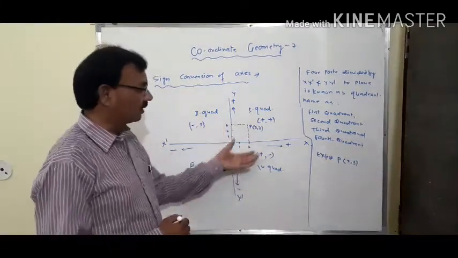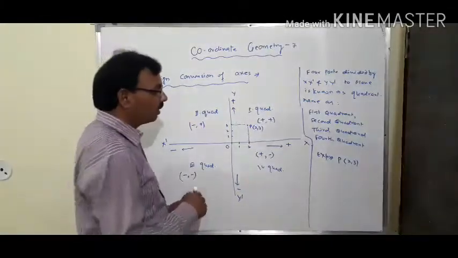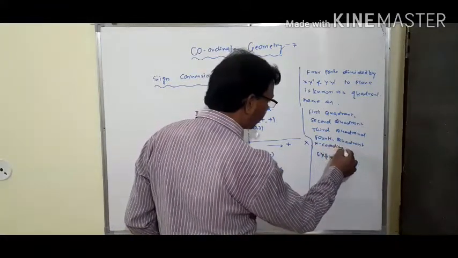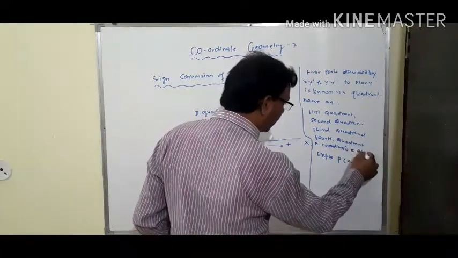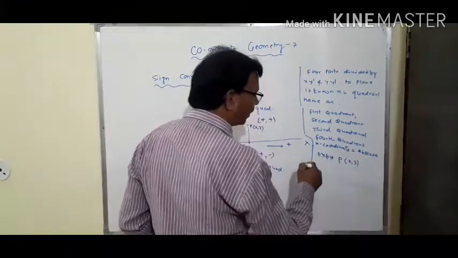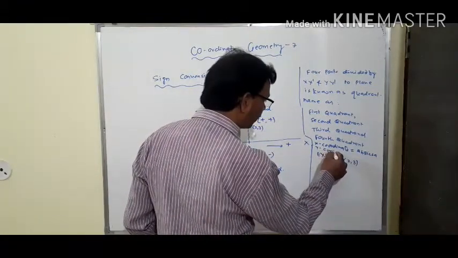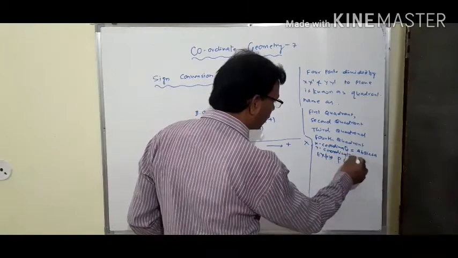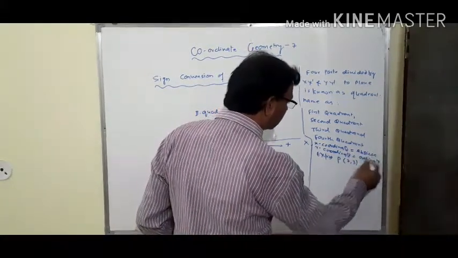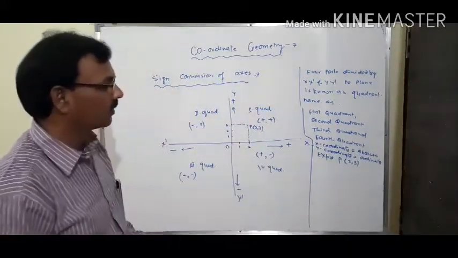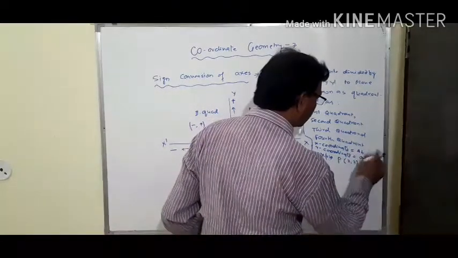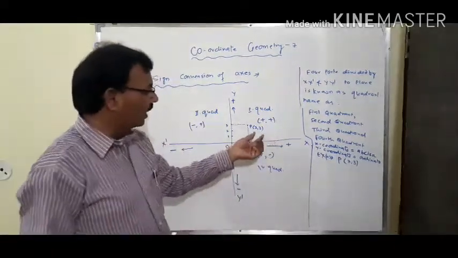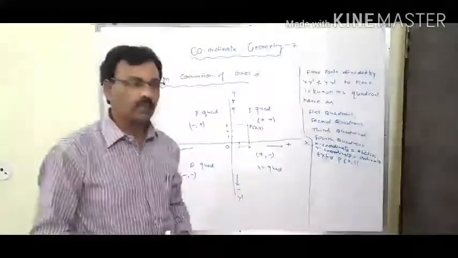This is known as the Cartesian plane. So first you should write here: x coordinate equals abscissa, and y coordinate equals ordinate. So the x coordinate is named abscissa and the y coordinate is named ordinate.